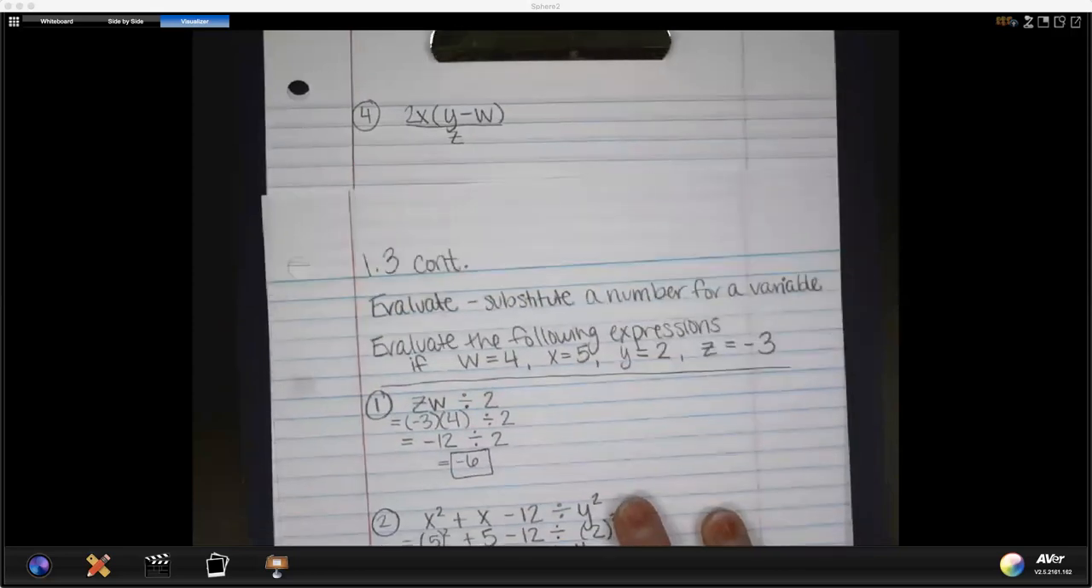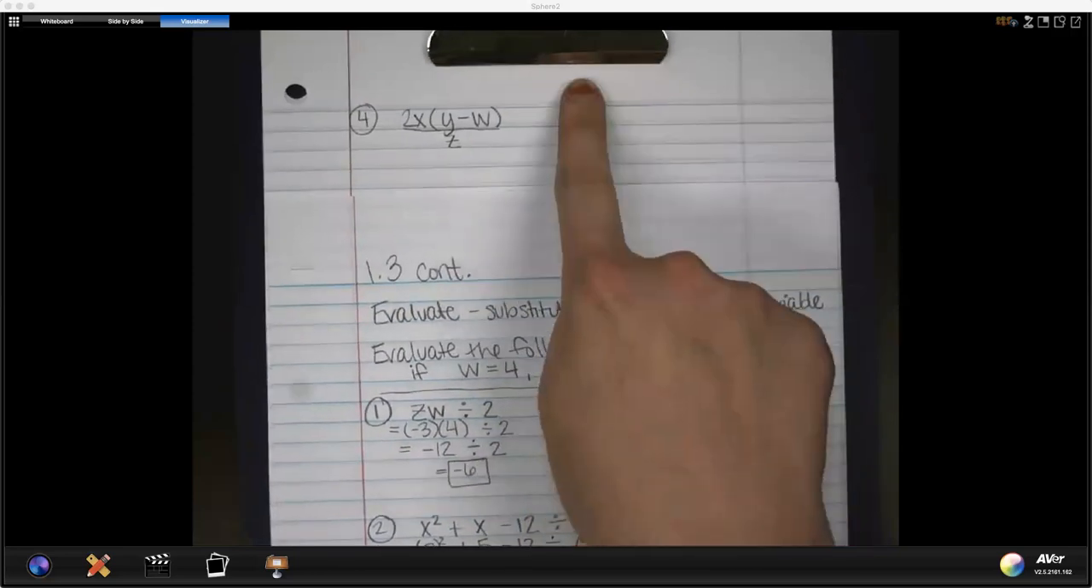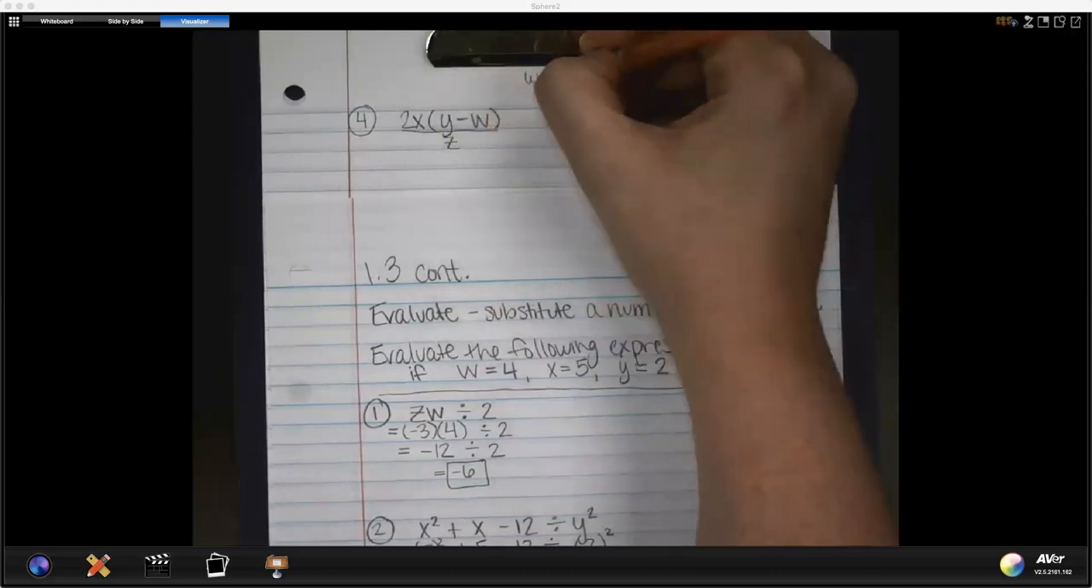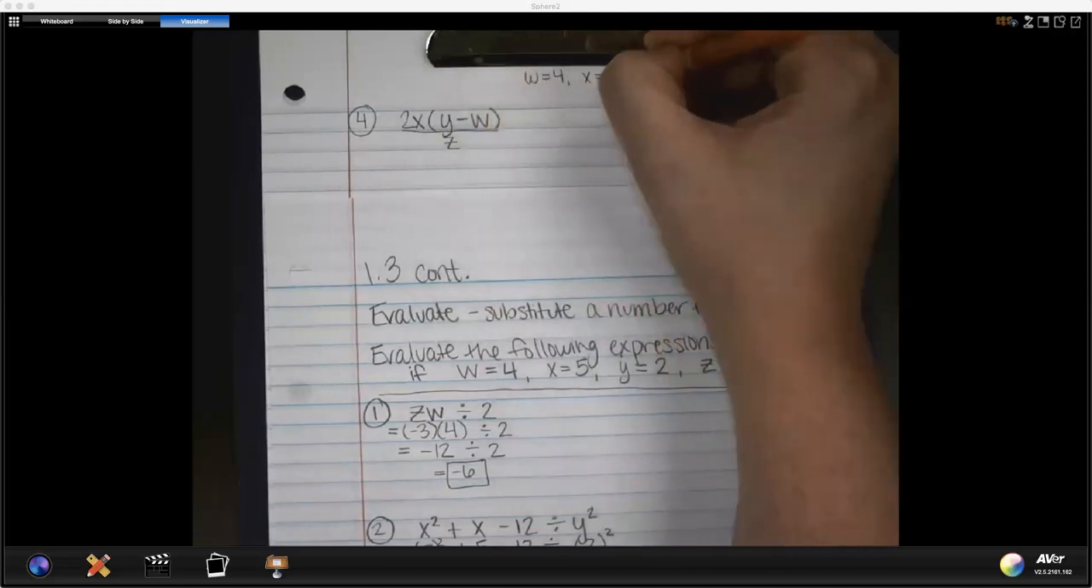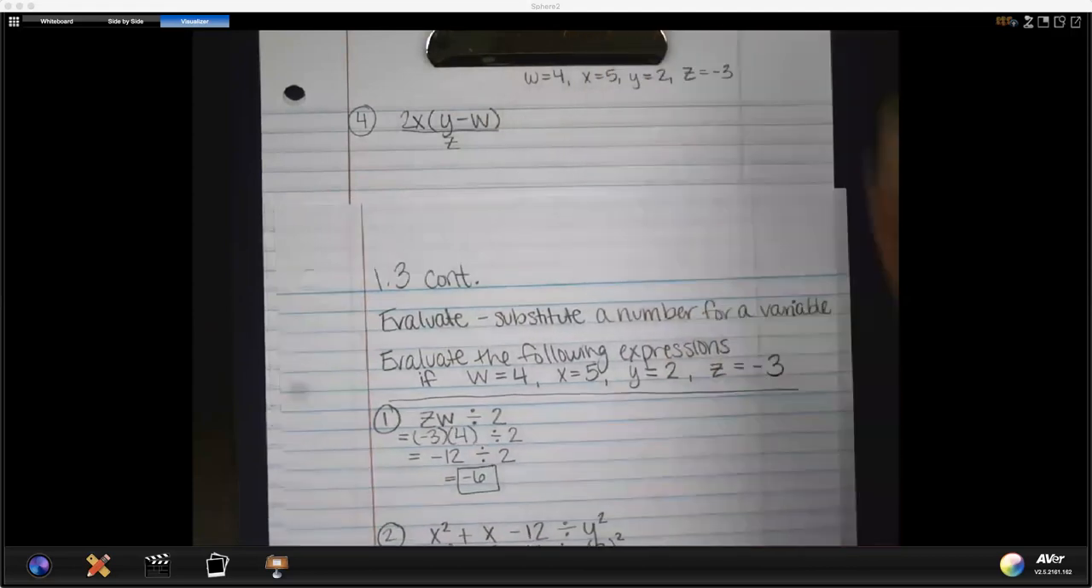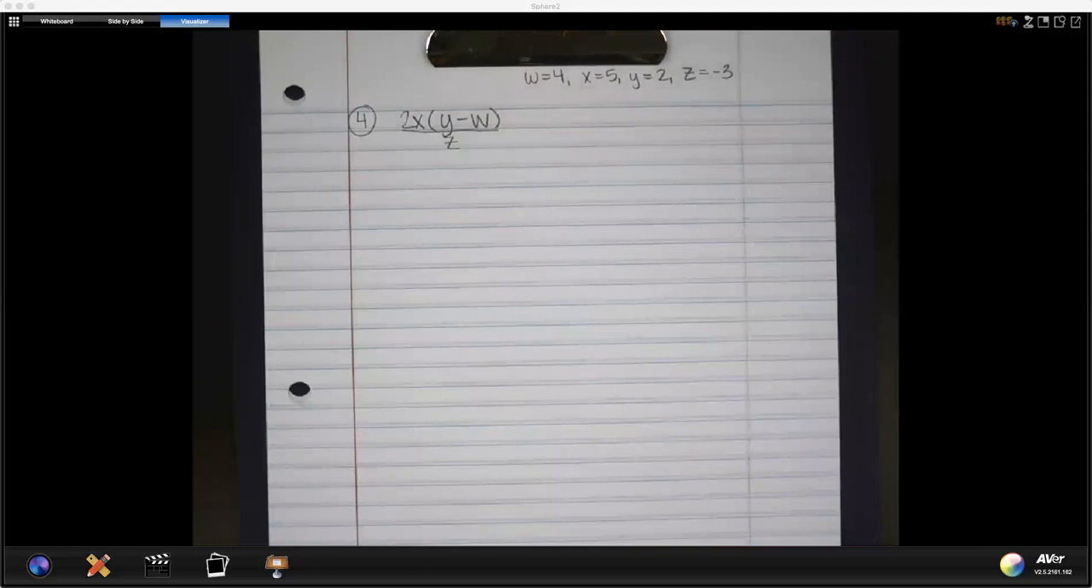If you need to rewrite your numbers, I'm going to put it up here just so you don't have to flip back and forth. So if you need to write it up here at the top, just so you remember. But I'd like you to go ahead and try number 4 as well. Okay, again, order of operations, the biggest thing is just paying attention to the small details. Don't try and go too fast. Don't try and skip steps. Just go step by step.